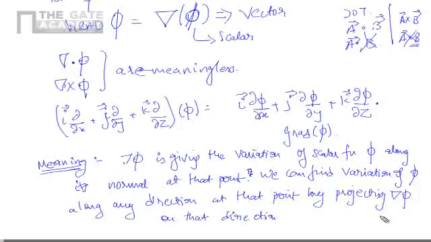Like I have told many things in English here, we will see it in a pictorial form. It will be very helpful. So I will just read out what I have written. Del phi is giving the variation of the scalar function phi along its normal at that point. We can find variation of phi along any direction at that point by projecting del phi on that direction. We will see the meaning of this in the next.